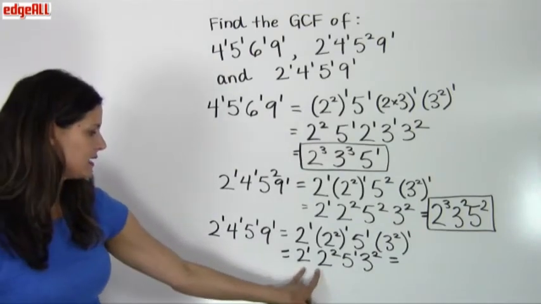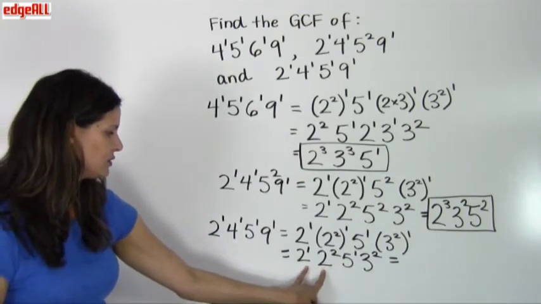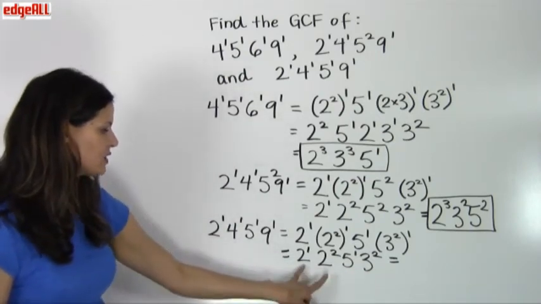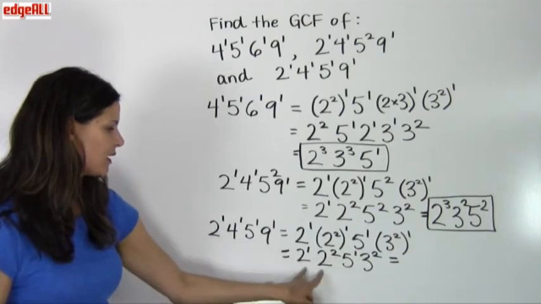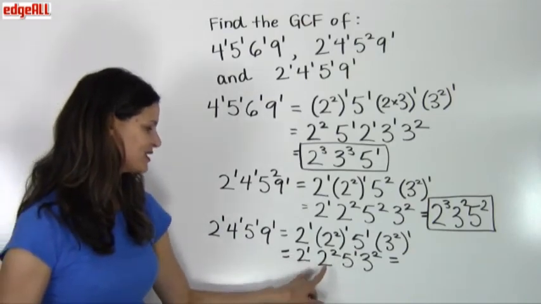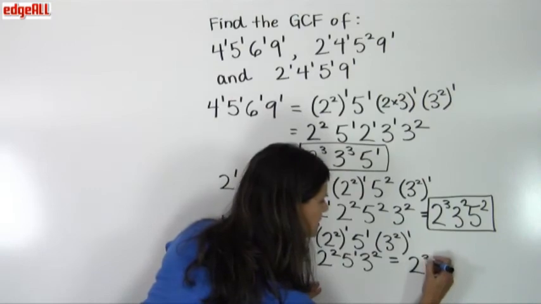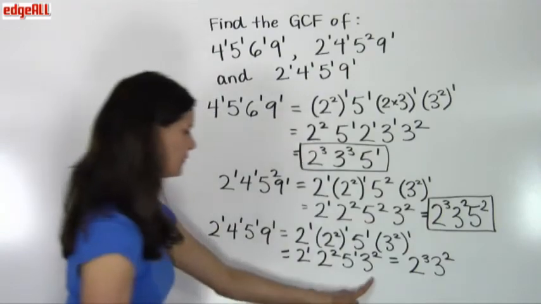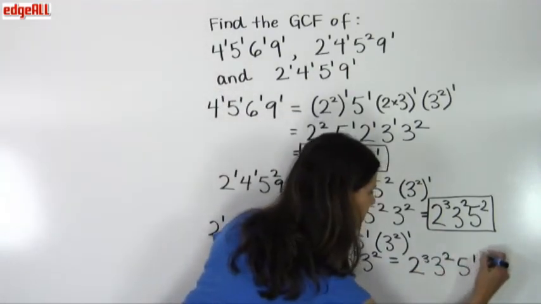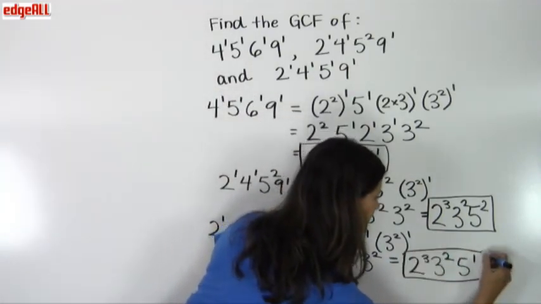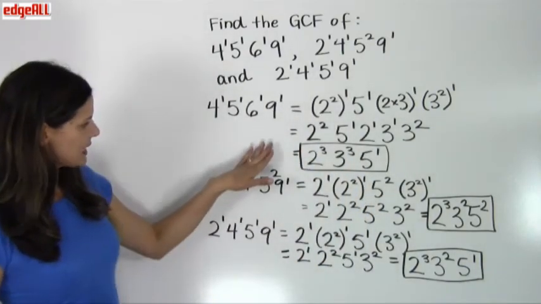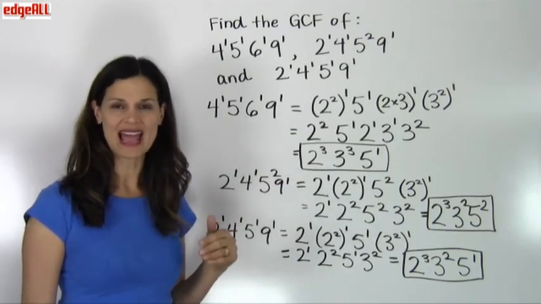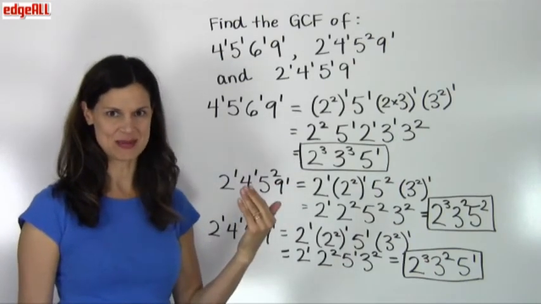So now I need to just combine my 2 2's, and my 3 and 5 are already just singular. So 2 to the 1 power times 2 to the 2 power, I add my exponents together, so it's 2 to the power 3. So 2 to the power 3, and then 3 to the power 2, and 5 to the 1 power. So I now have my 3 original numbers written in their prime factorizations using exponents.